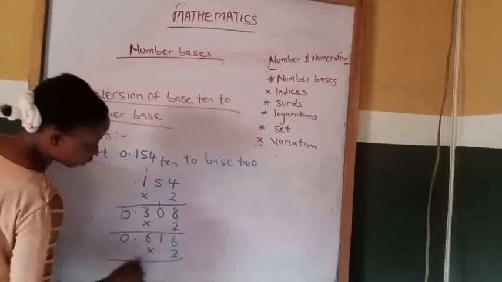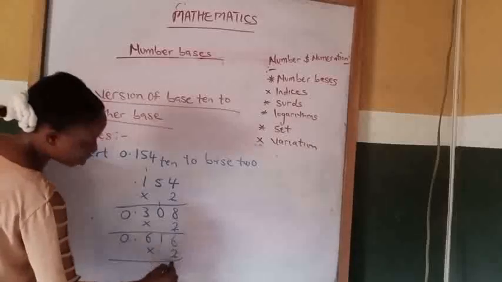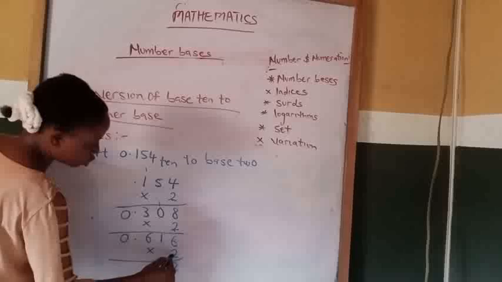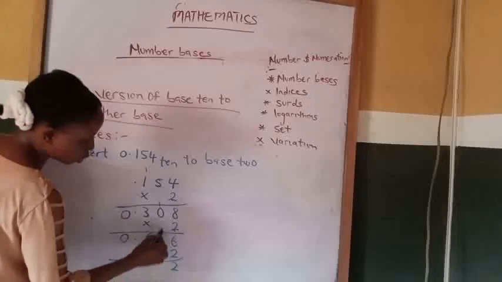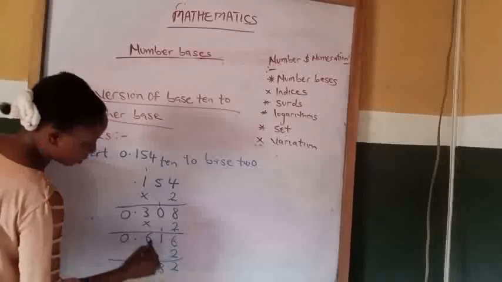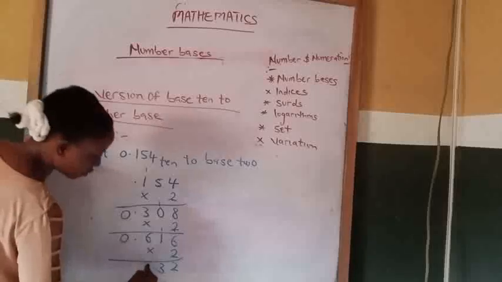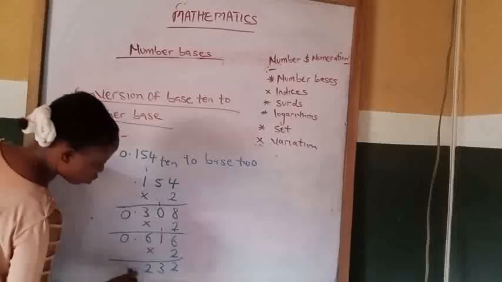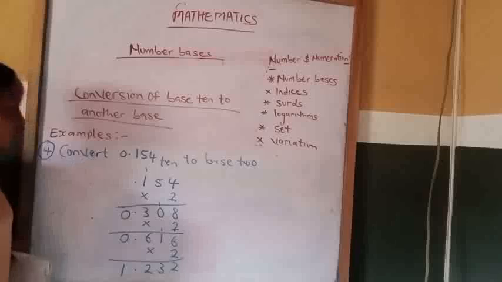So you multiply by your base 2 again. 2 times 6 is 12. 2 carry 1. 2 times 1, 2 plus 1, that is 3. 2 times 6, 12. That's 2, carrying 1. So, and so on and so forth.